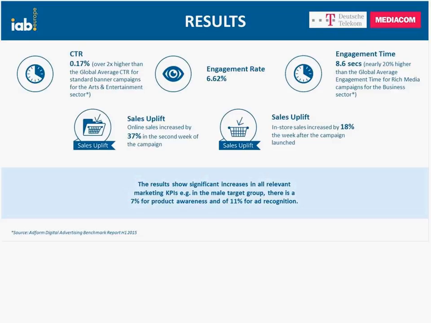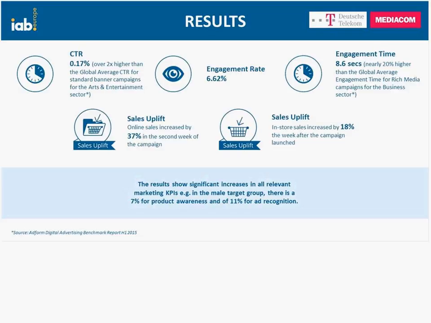Not just these online metrics, Deutsche Telekom really wanted to look at more traditional branding KPIs, if you would, and the sales generation that was happening beyond the online and in-store offline. It was monitored during the second week after the campaign launched, and online sales increased by 37% in the second week of the campaign. And then in-store sales actually increased by 18% the week after the campaign launch. So it's a clear metric there across online and offline.